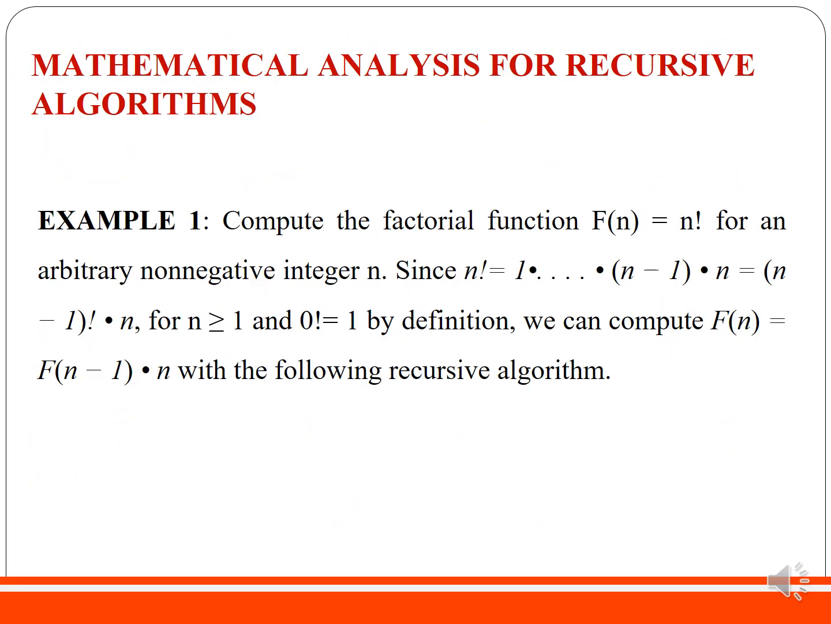Example 1, factorial function. So our first example is the recursive factorial function. The factorial of a number n is defined as n factorial equals n multiplied by factorial of n minus 1. The base case is 0 factorial equals 1. Instead of multiplying all the numbers directly, recursion repeatedly calls the same function with a smaller value until it reaches 0.